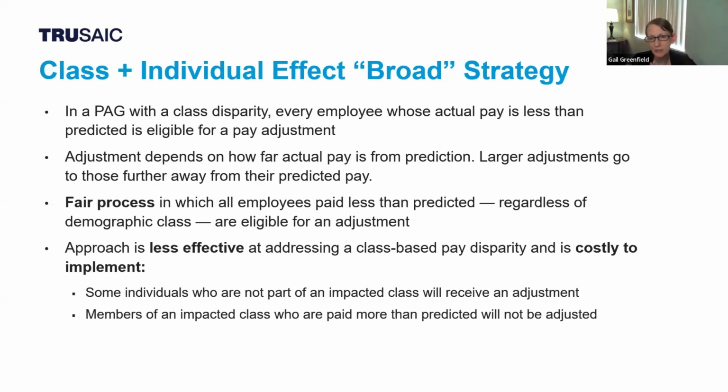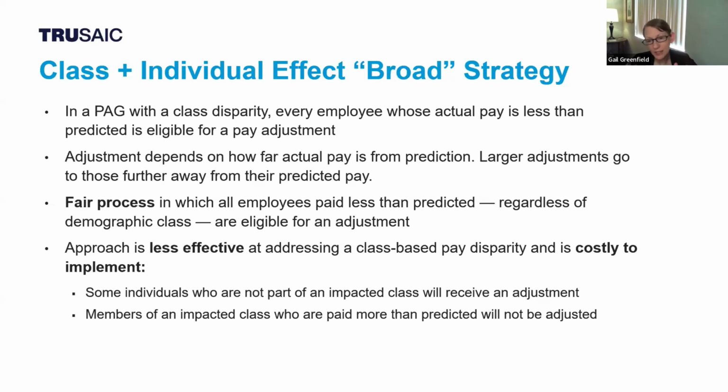So you're kind of fighting against yourself a little bit in terms of trying to actually address the pay disparity. And two, on top of that, there are some people who are part of an impacted class who will not receive an adjustment. Specifically, those individuals who are part of a class that has a pay disparity, but they happen to be paid more than their prediction. Their actual pay exceeds their predicted pay. They will not receive an adjustment.